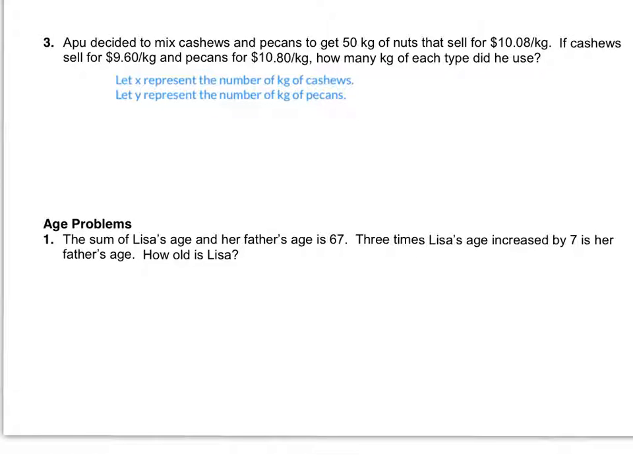Okay, so altogether we have a total of 50 kilograms of nuts. So that means if I took the number of kilograms of cashews plus the number of kilograms of pecans, they have to add up to the total number of kilograms, which is 50. So that one's straightforward. And then we've got our prices happening.